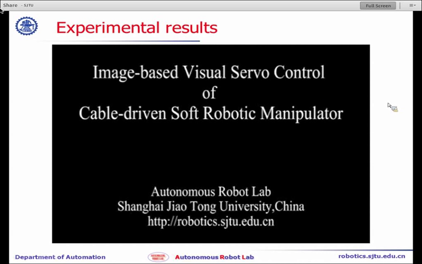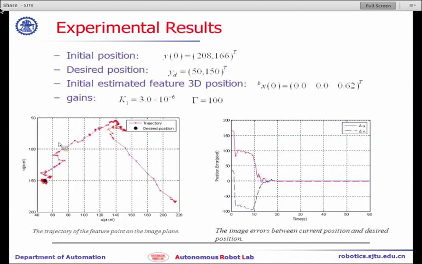Okay, and here I illustrate some figures. The first figure shows the whole trajectory plotted on the image plane. This is how the position of the point converges to the desired position. And in the second figure, we show the image error. We can see that it converges to the desired one.